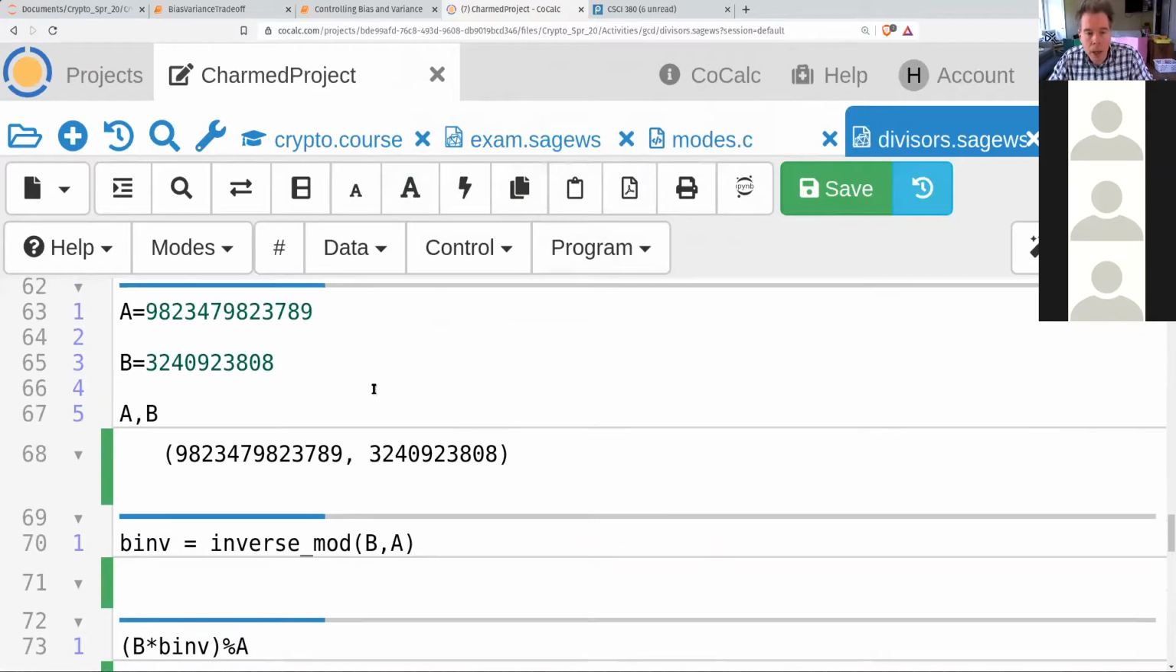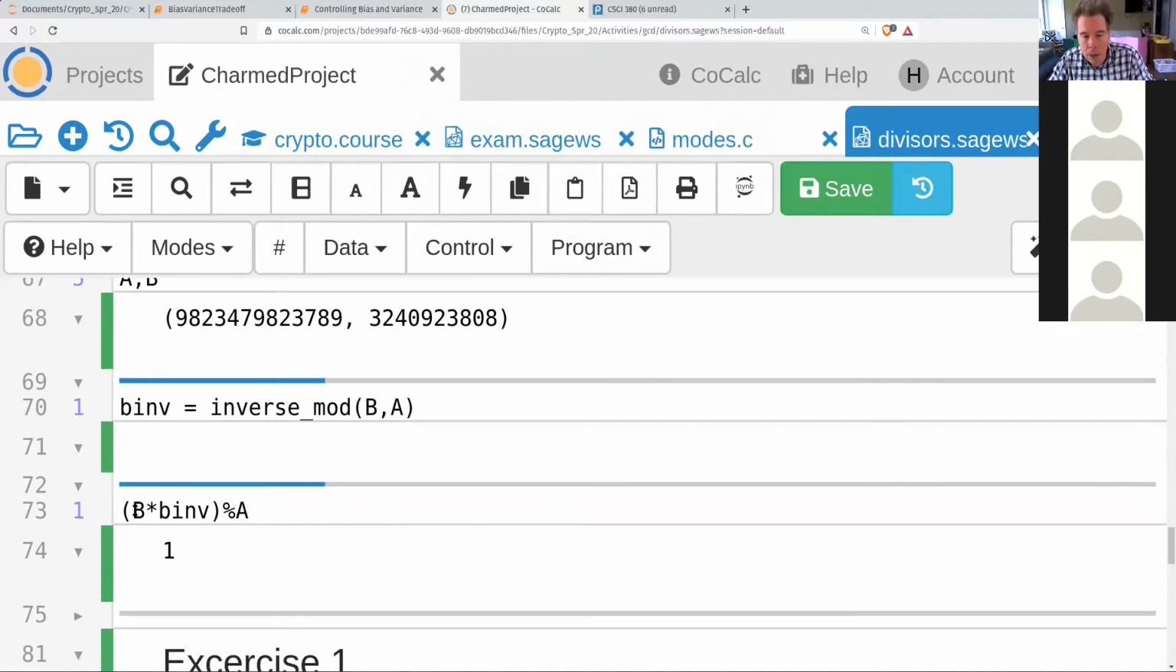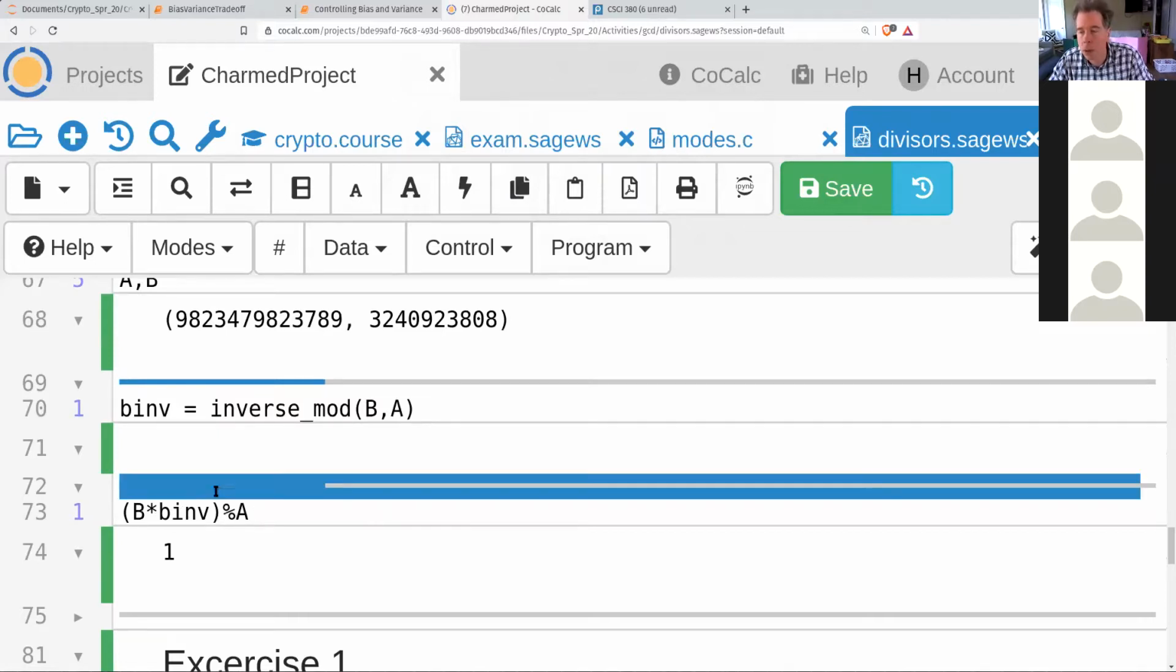So here's A and B, and so we got the inverse of B mod A. So what is it that makes it the inverse? It's the fact that B times B inverse is congruent to 1 mod A, which is what this is saying.